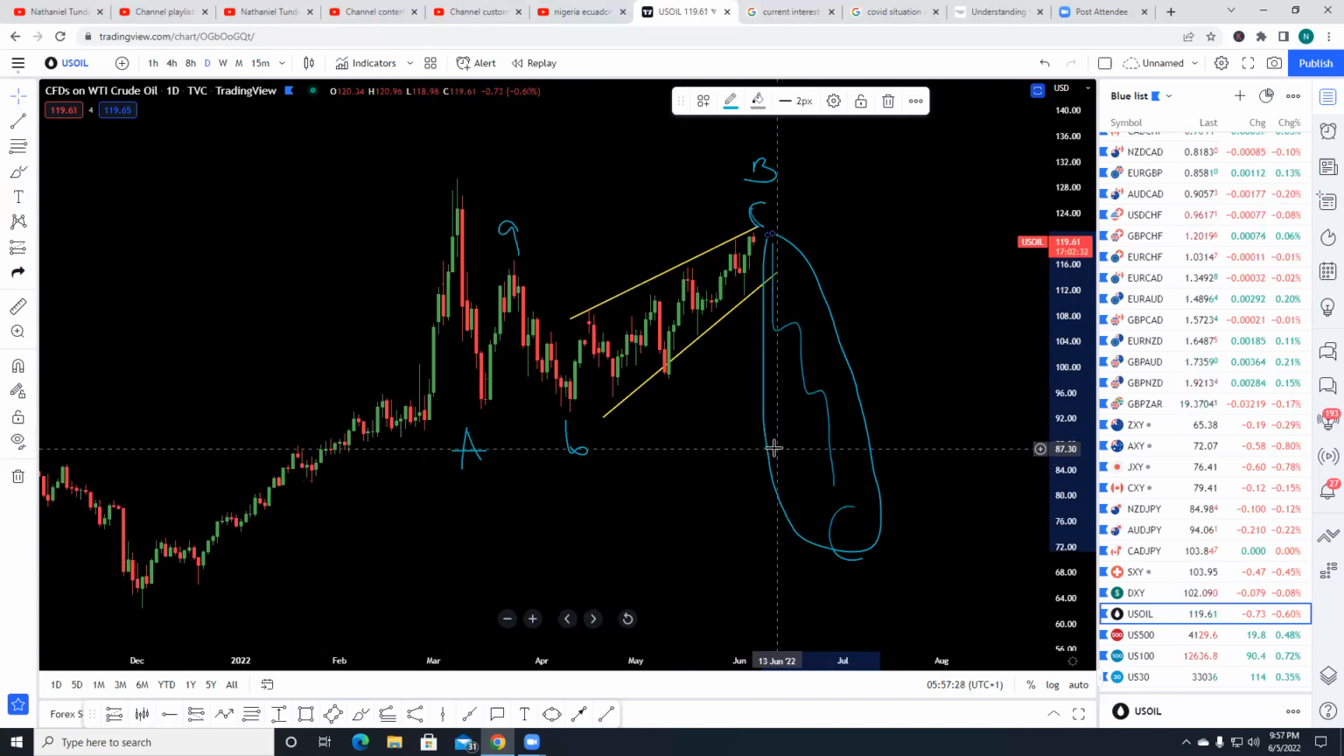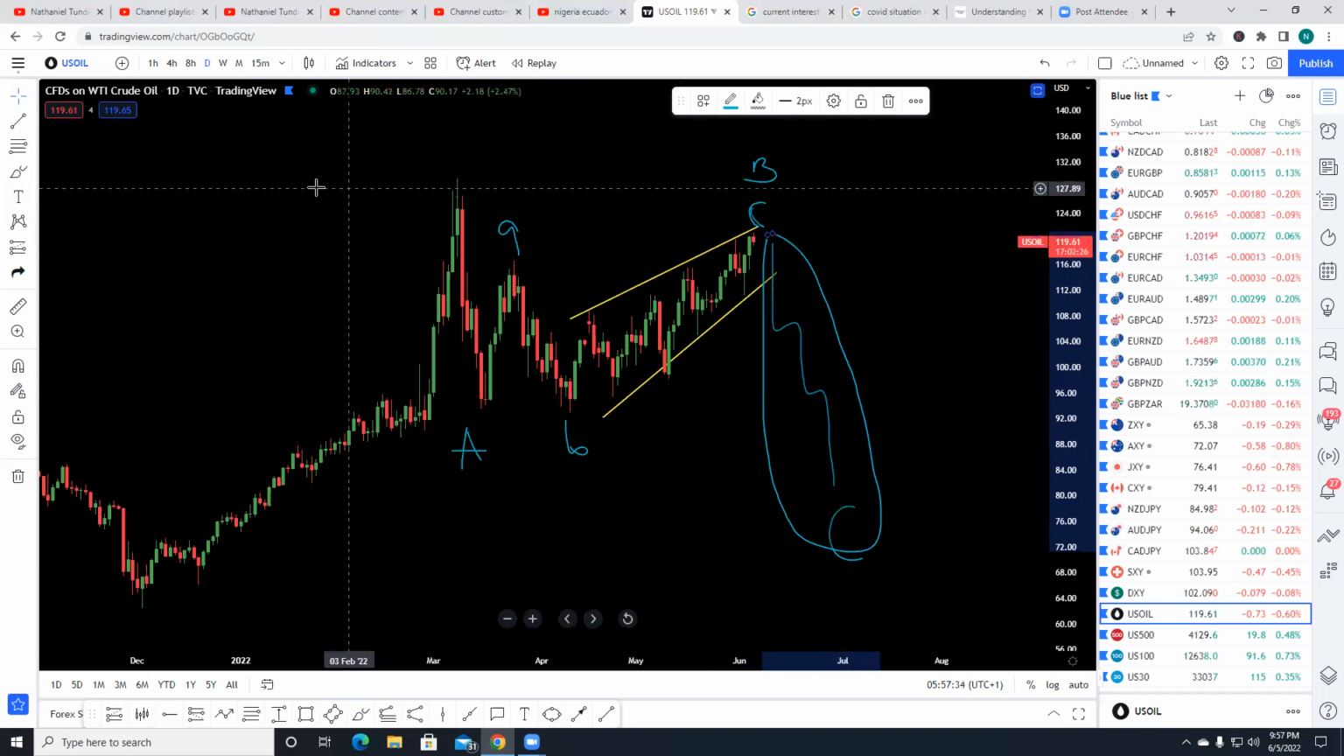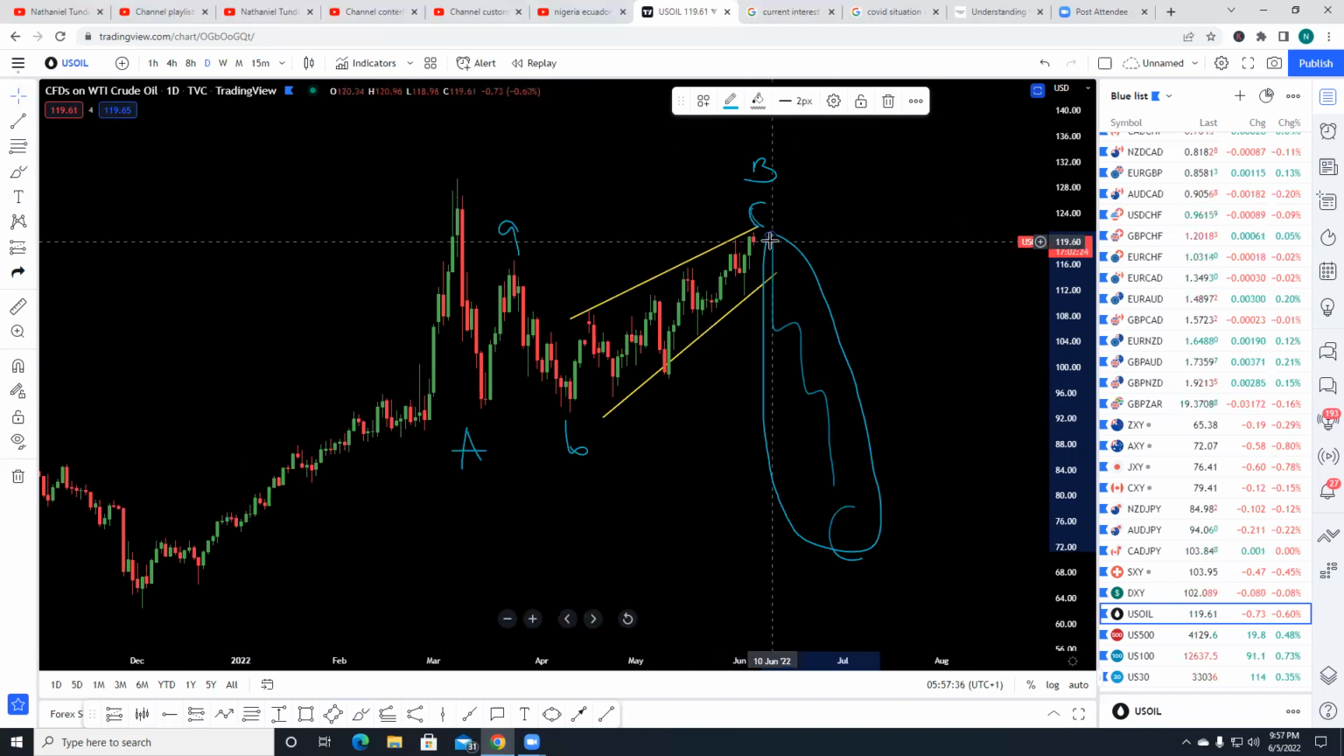We want it to come as low as 87 to 90, 87 to 90, before we can look for strength in oil. It's too expensive now to buy. You must let it relax first.